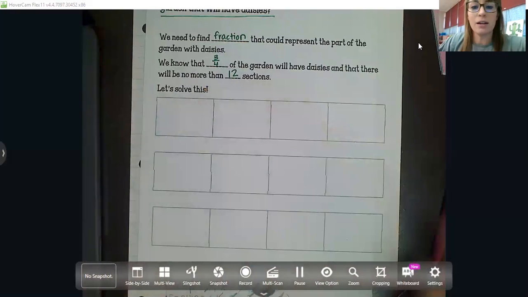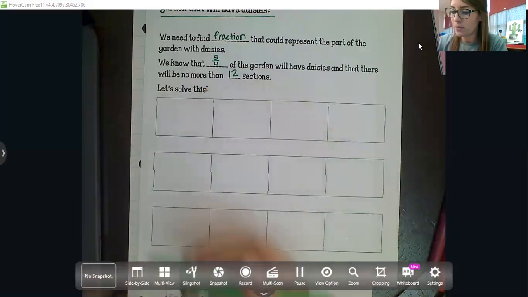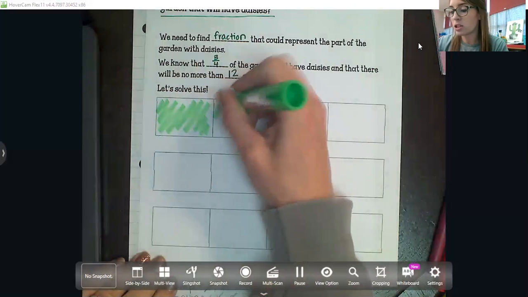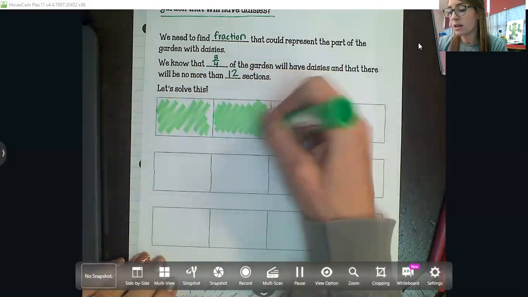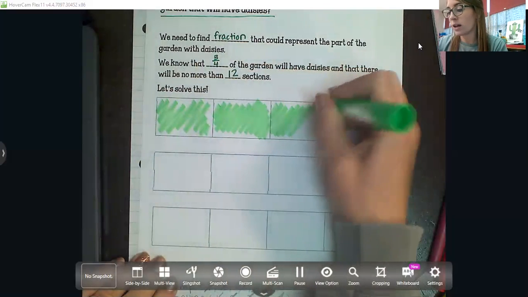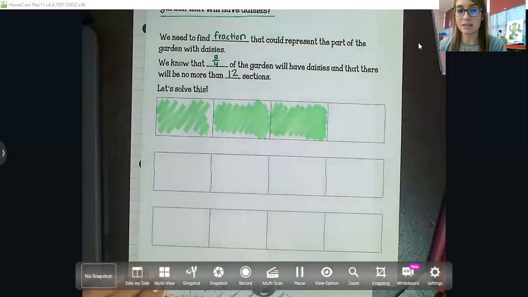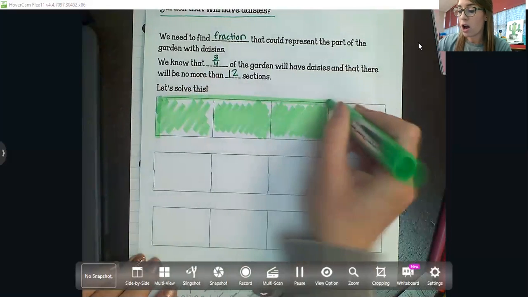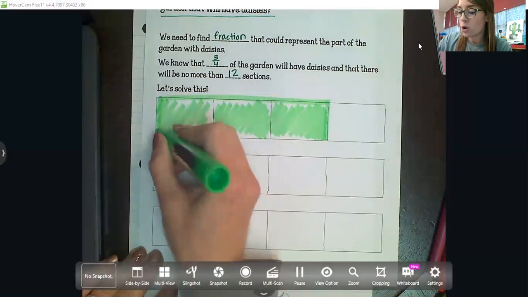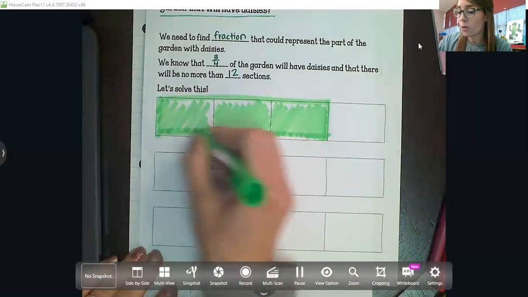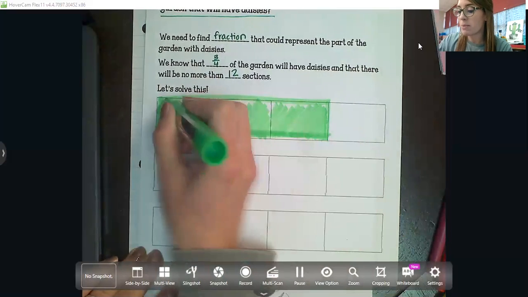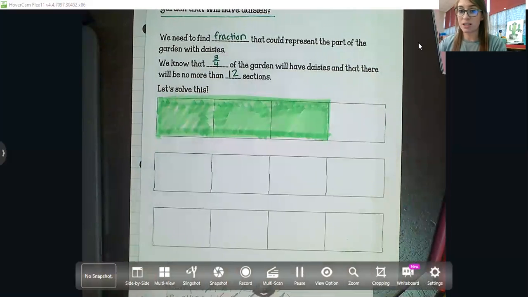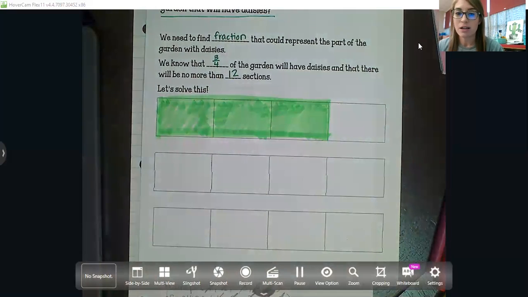So I'm going to go ahead and use a highlighter so y'all can see it. I'm going to highlight, shade in these 3/4 of the garden that's going to be daisies, okay? So these 3 sections right here are going to be daisies. Well, we know that she's thinking about maybe having more than 4 sections, but no more than 12 sections.